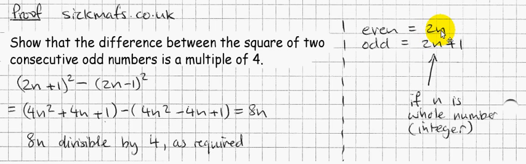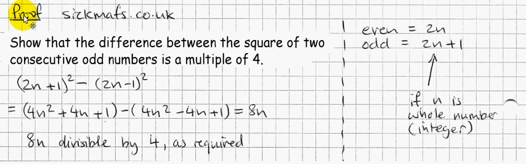Now, if 2n is an even number, then 2n plus 1 must be an odd number, because you always go even, odd, even, odd, so the next number after an even number, 2n plus 1, would be an odd number. Or even the one before 2n, which is 2n minus 1, would also be an odd number. So that's how you describe even and odd numbers, and that's really important for this topic, because we're always talking about odd and even numbers when proving things in this particular topic.